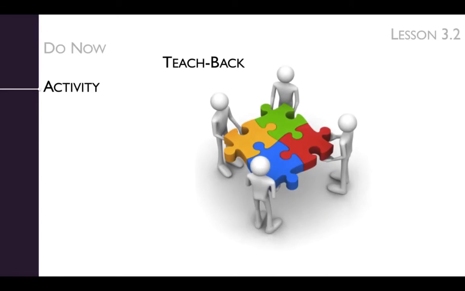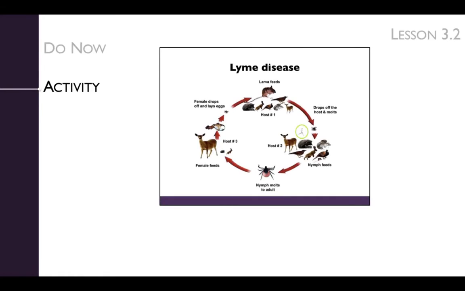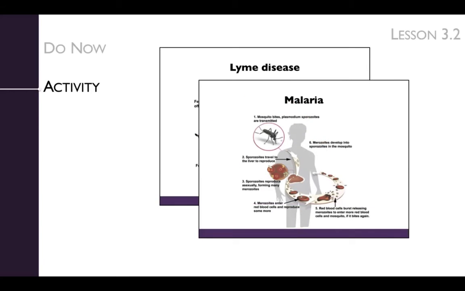Once the students have completed their sections of the worksheets, it's time for them to teach their classmates. This can be done through a whole class teach-back or in small groups by rotating students so there is an expert on each topic in every table. After the students have had an opportunity to complete their worksheets, walk them through the life cycles of malaria and Lyme disease to review the key points.